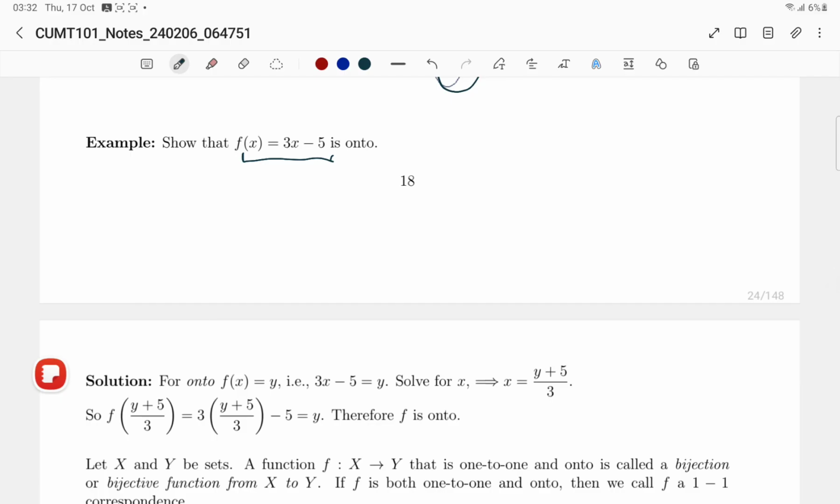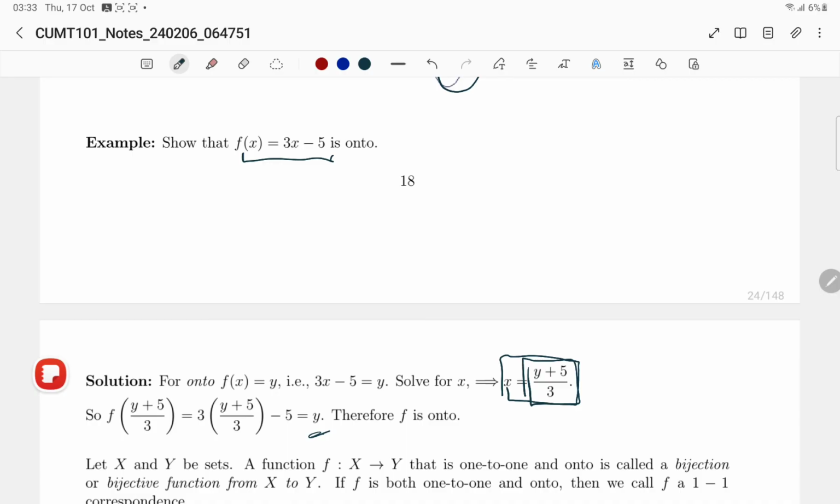Just to take you back a bit. We first make x the subject, right? If we make x the subject, we then substitute this expression into f. So that expression is y plus 5 over 3. So f of y plus 5 over 3 is equal to 3 times y plus 5 over 3, minus 5, which just gives us y.